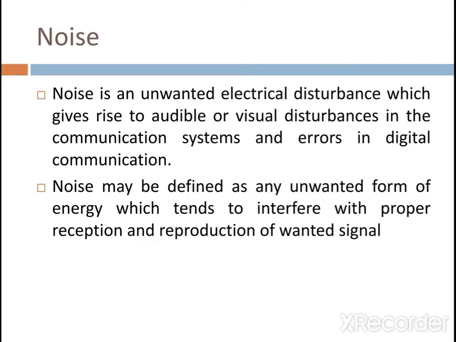First, what is noise? So noise is an unwanted electrical disturbance which gives rise to audible or visible disturbance in communication system, and it produces error in digital communication. Then noise may be defined as any unwanted form of energy which tends to interfere with proper reception and reproduction of wanted signal. That means noise is an unwanted signal.